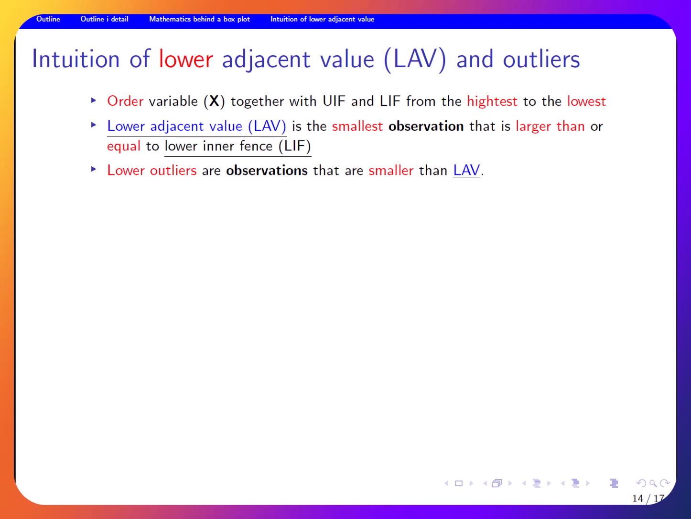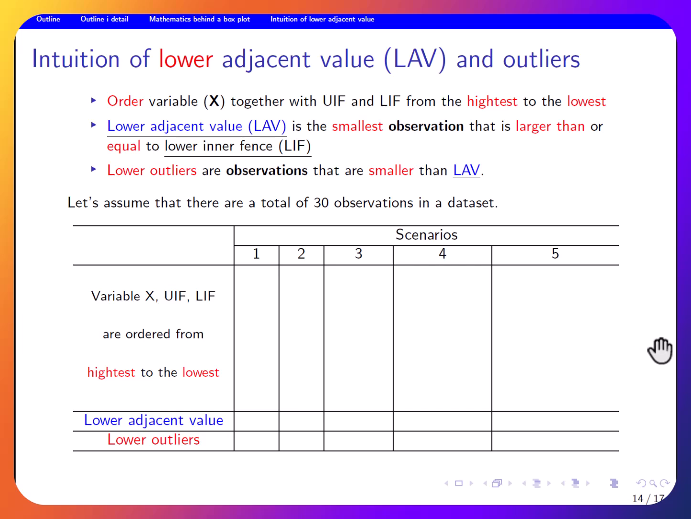Let's go through some scenarios. I made 5 scenarios: 1, 2, 3, 4, 5. To simplify the situation, let's assume there are a total of 30 observations in a dataset. Let's start with the first scenario.